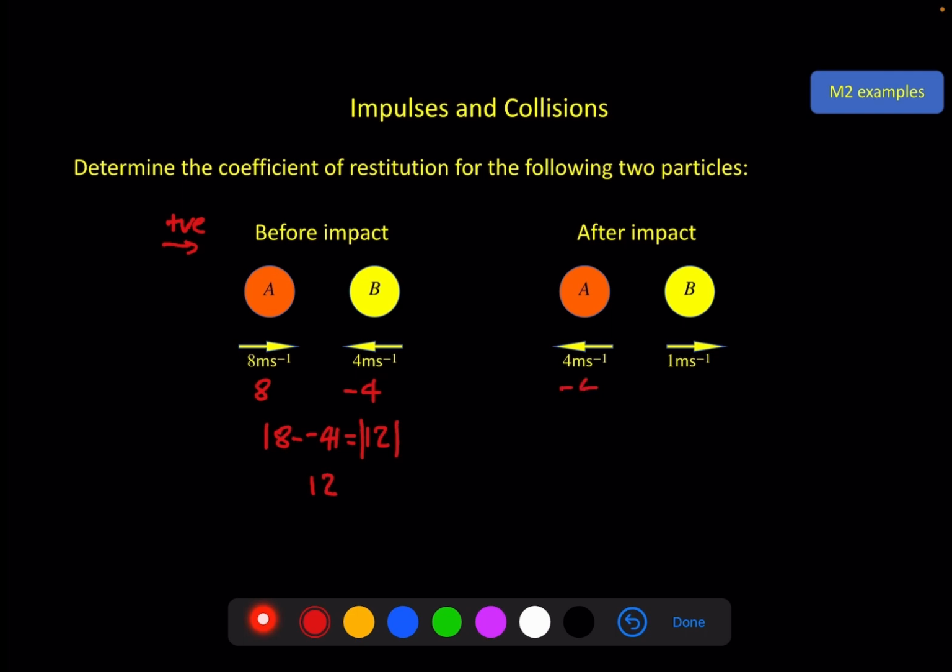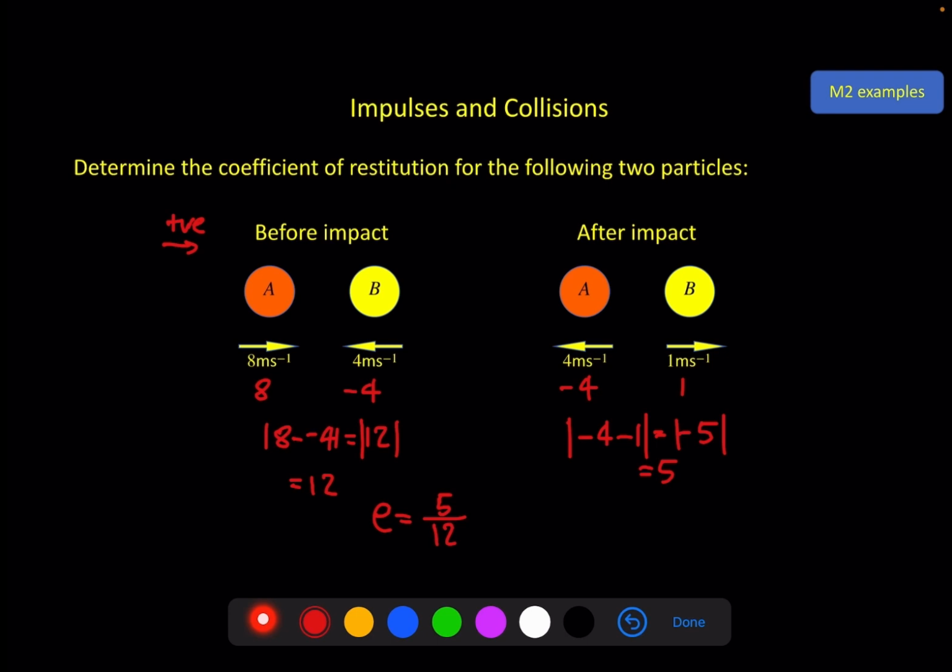Over here, velocity -4, velocity 1, -4 - 1 gives us a difference of -5, but we need a speed in the ratio, not a velocity, so the magnitude of this becomes 5. The ratio is the speed of separation divided by the speed of approach. So here, our coefficient of restitution is 5/12.